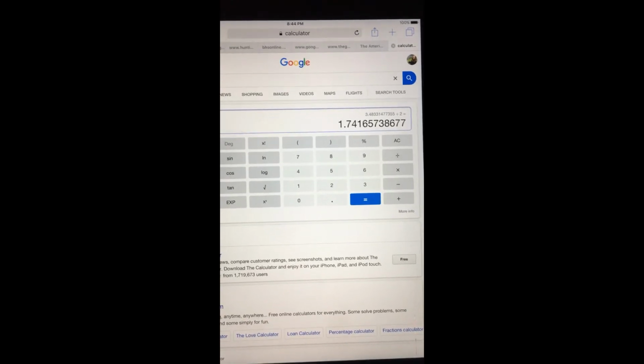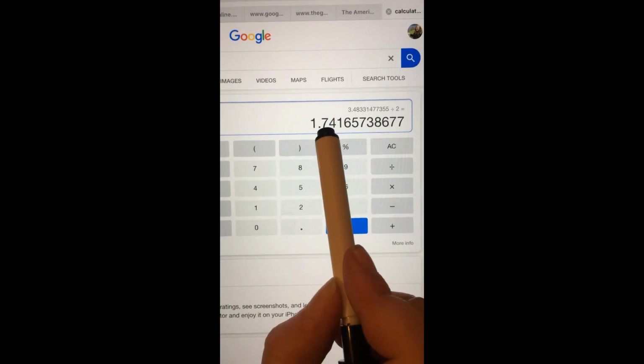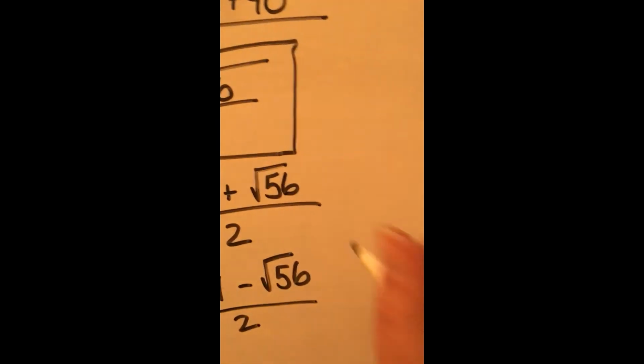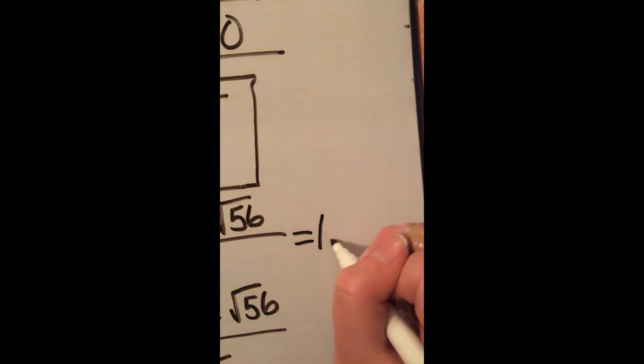On Delta Math, it's going to tell you to round to the nearest tenth. So that's the first decimal place there. It's going to equal 1.7.